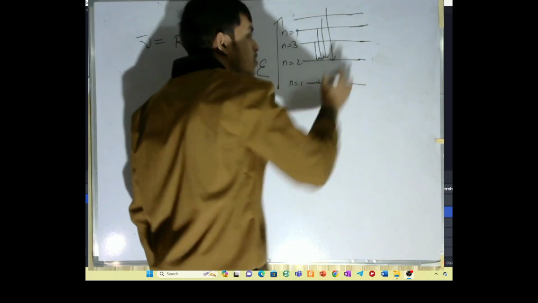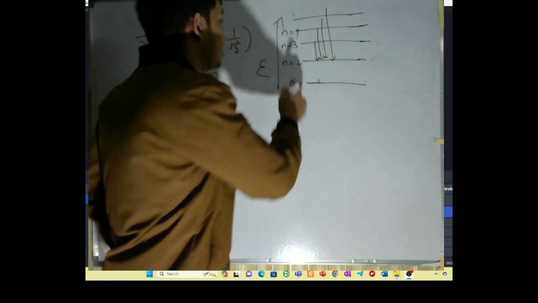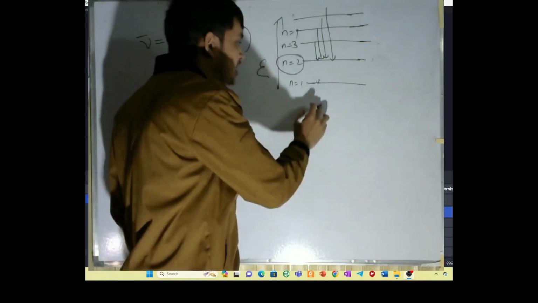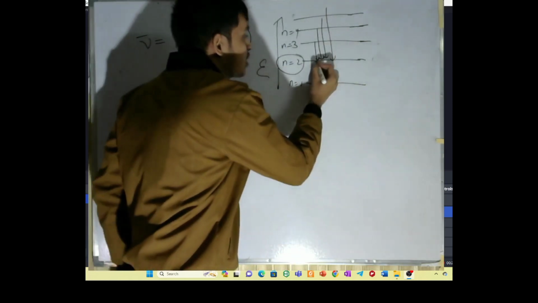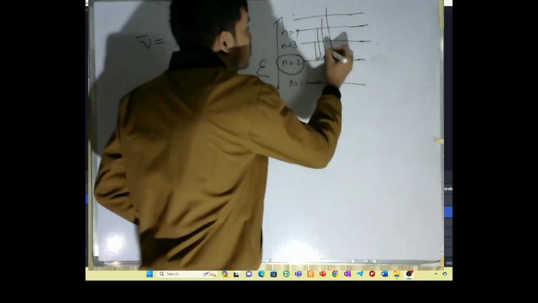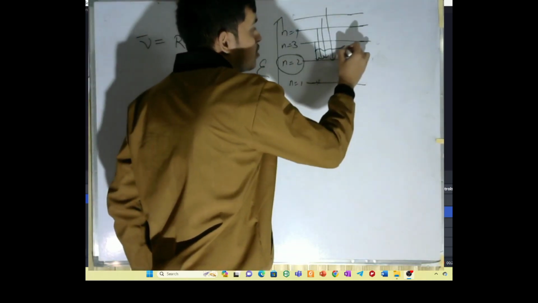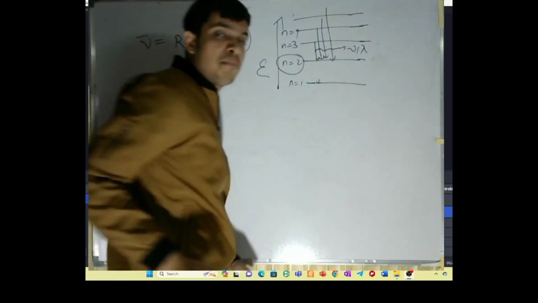See here, the restriction is that n is equal to 2. So this is very important. The electron can go anywhere, but it comes back to the n is equal to 2 state. When it comes back, it emits radiation which has a particular frequency or a particular wavelength.